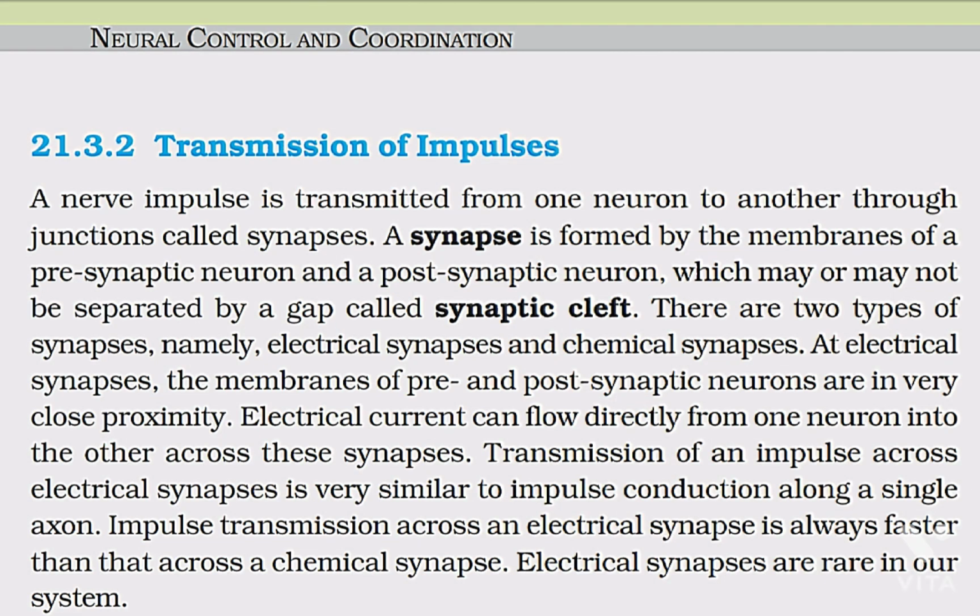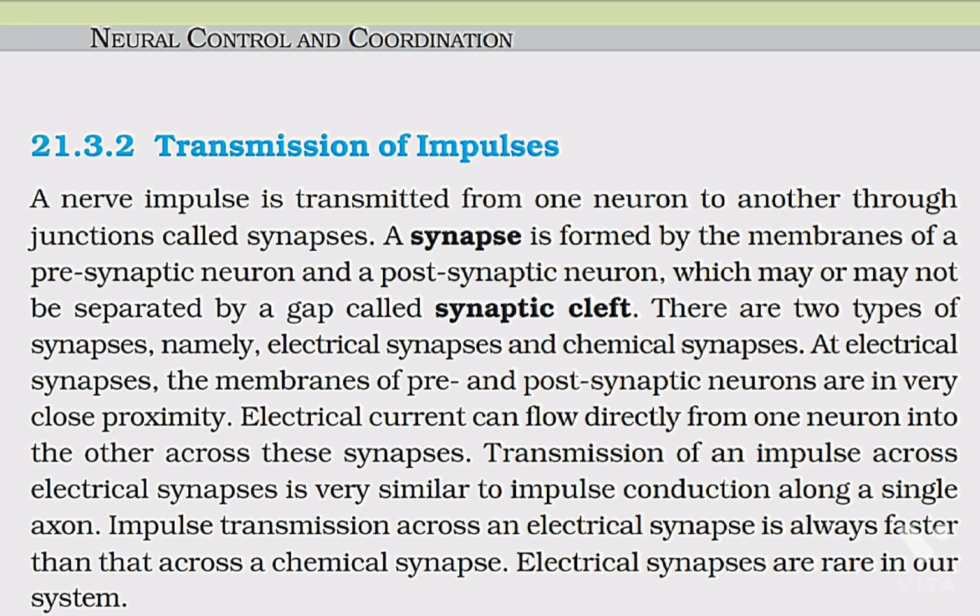21.3.2 Transmission of impulses. A nerve impulse is transmitted from one neuron to another through junctions called synapses. A synapse is formed by membranes of a presynaptic neuron and a postsynaptic neuron, which may or may not be separated by a gap called synaptic cleft. There are two types of synapses, namely electrical synapses and chemical synapses.